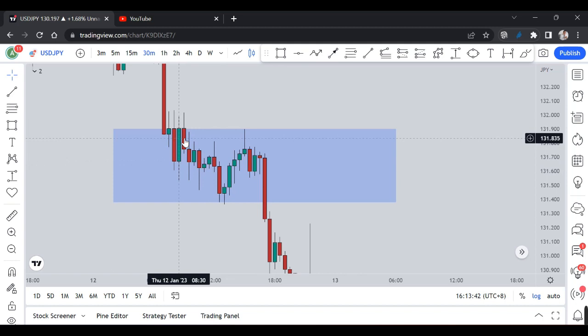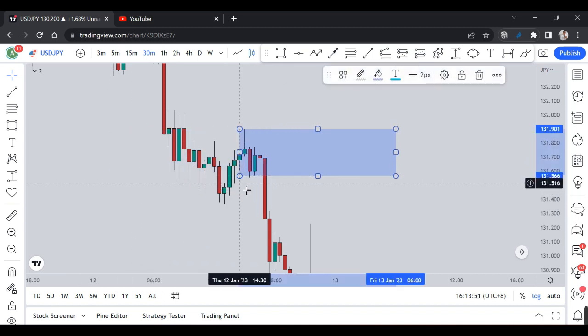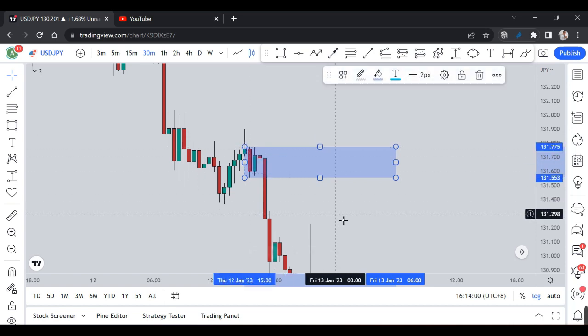Is this one? No. This is the one. So the only fresh zone. Usually, because of the small wick, I will take the wick together to reduce the chances of not getting into the trade.